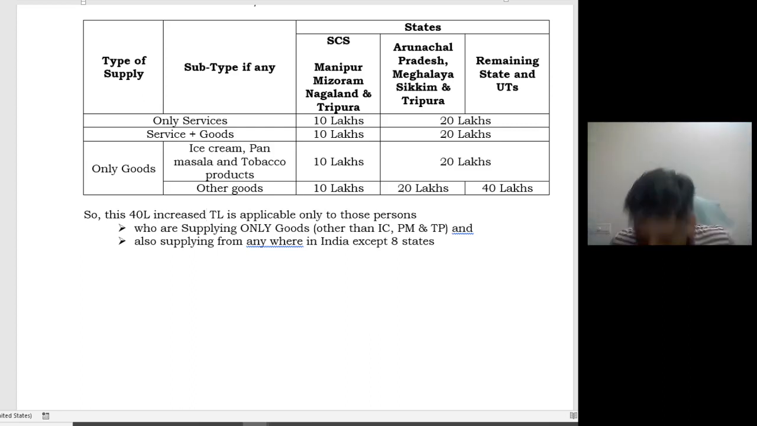You have to select whether it is only service, or service plus goods, or only goods, and in that, ice cream, pan masala. Depending on that, you have to select and say what the turnover limit is. Then if that turnover threshold limit is crossed, you have to take registration. Okay, we'll take an example. I think we have gone up to example number 4a, right? So we'll go to example number 5.